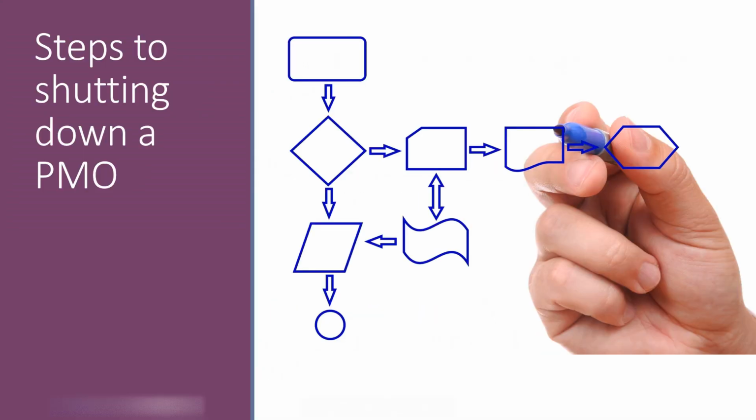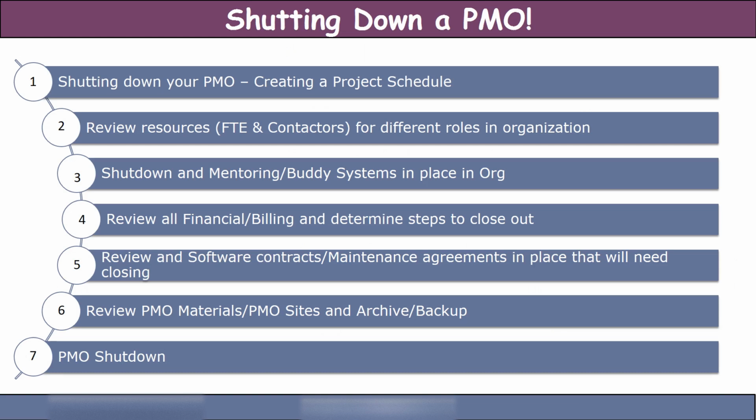So what are the steps to shutting down a PMO? Well, let's look at those steps now. So there's 7 steps in shutting down a PMO.